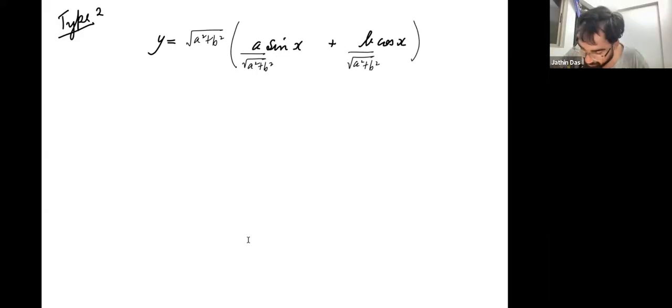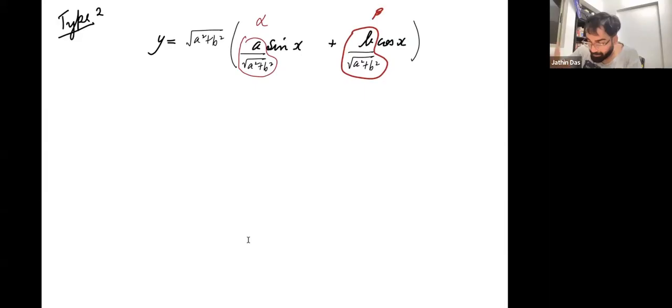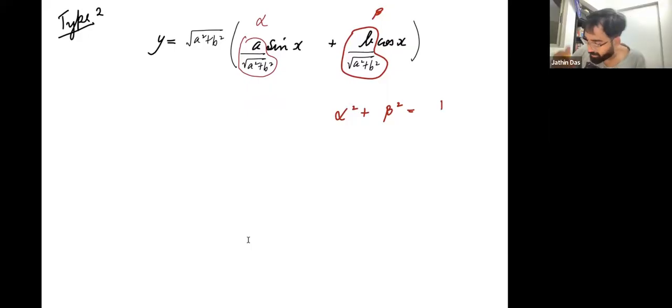Now listen carefully what I'm doing. Okay. I'll take it as alpha just to show you one thing. And this is beta. Okay. Now tell me what is alpha square plus beta square. You can do it. A square by a square plus b square, plus b square by a square plus b square. Correct. 1. Okay.